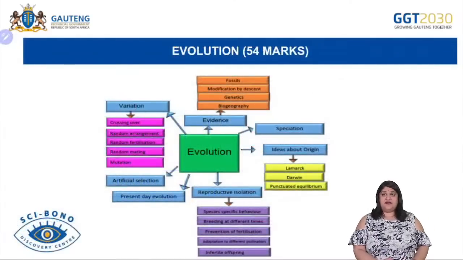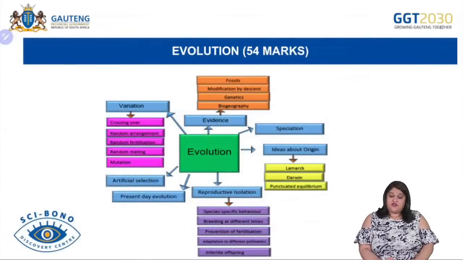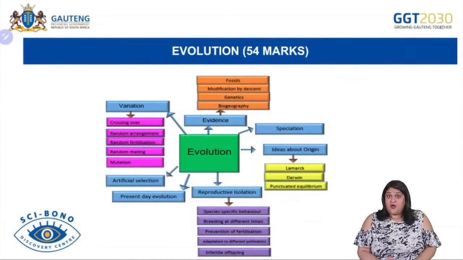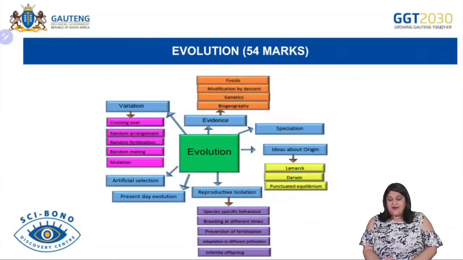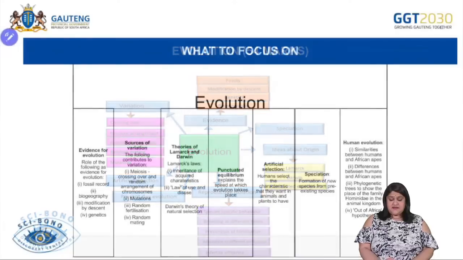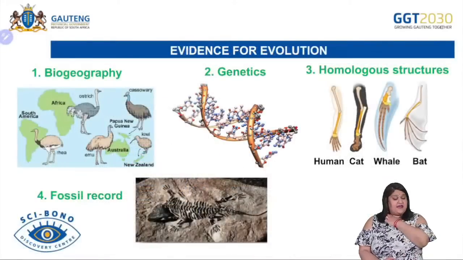Okay, so that's paternity testing. Now we move on to evolution, another large topic, 54 marks. But you know what? There's some nice questions in here. Oh, they're all nice questions, but you'll see there are some tips here that I'm going to give you, and important things that you need to remember.